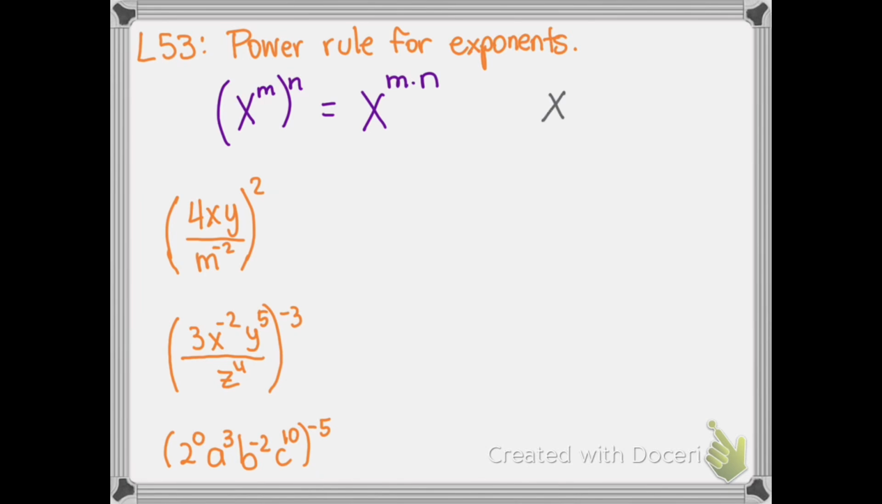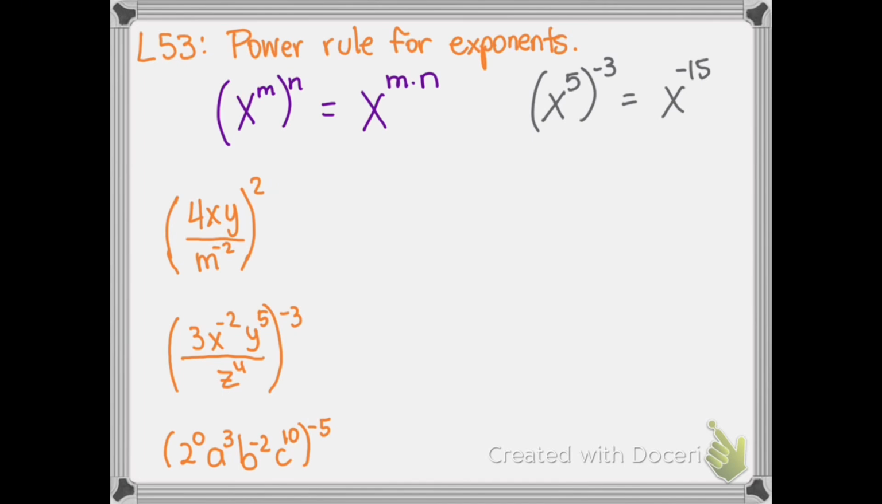So, for example, if I have x to the fifth power and then to the negative third power, what we're going to do is just multiply. So 5 times negative 3 is negative 15. And that's it. So let's look at some more complicated examples.